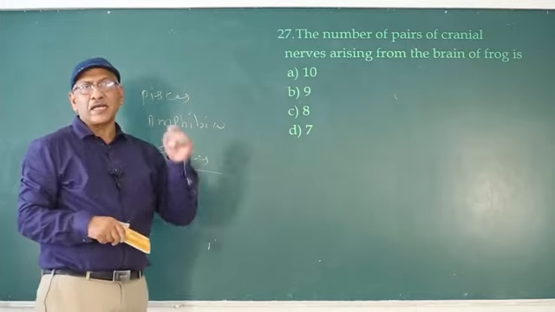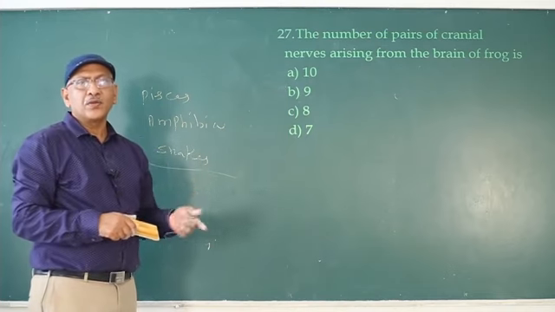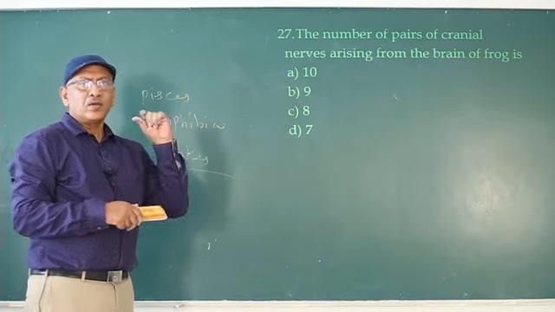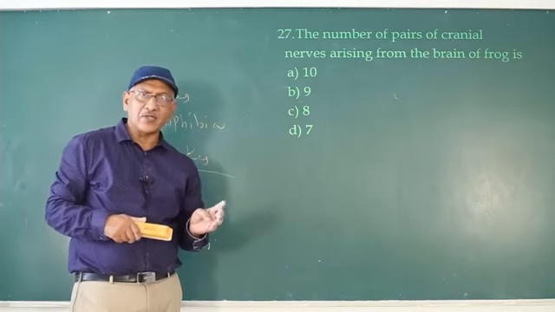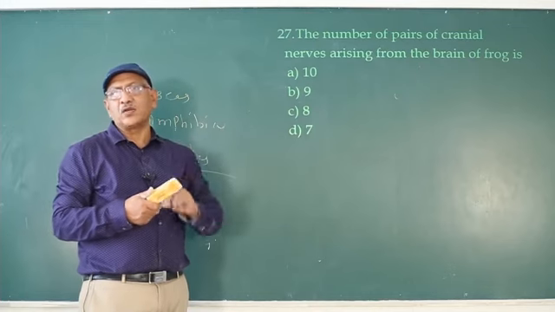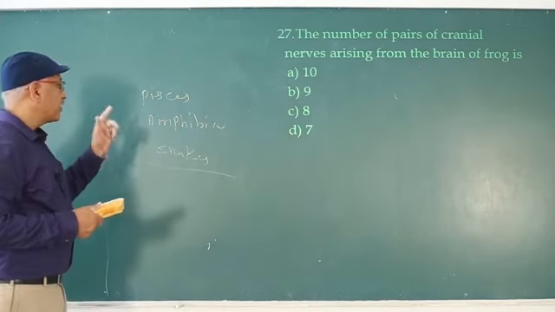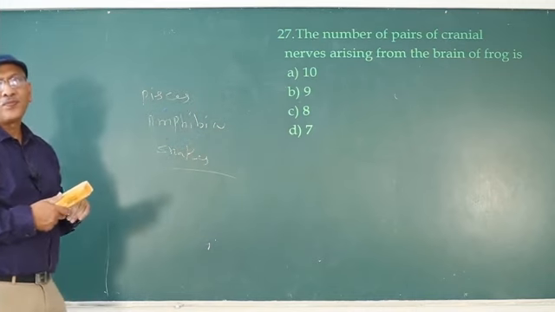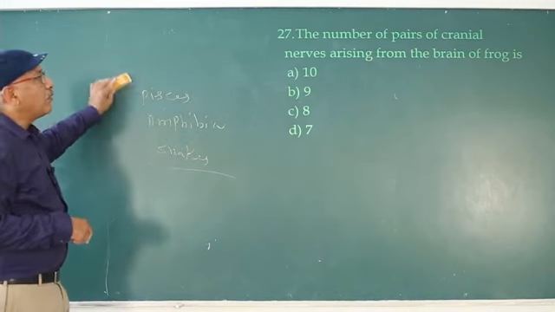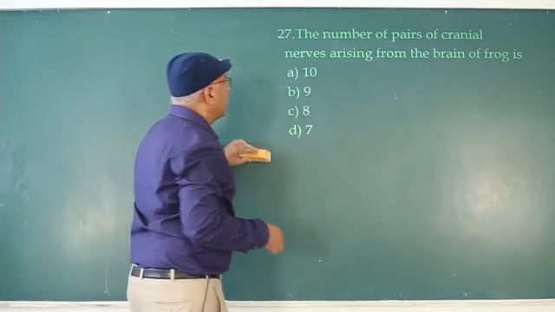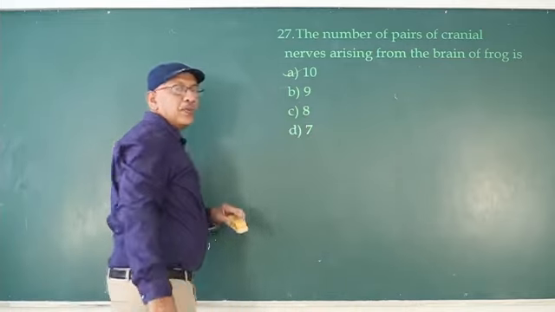In reptiles except snakes, all aves, all mammals, 12 pairs of cranial nerves are present. In fishes, amphibia and snakes, 10 pairs of cranial nerves. So, the number of pairs of cranial nerves arising from the brain of frog is 10 pairs.